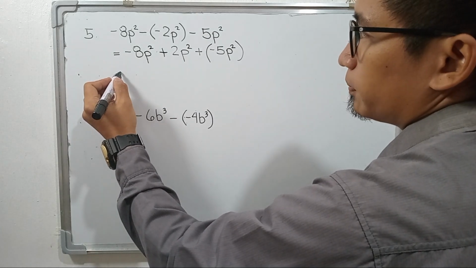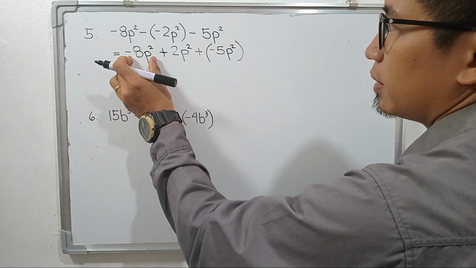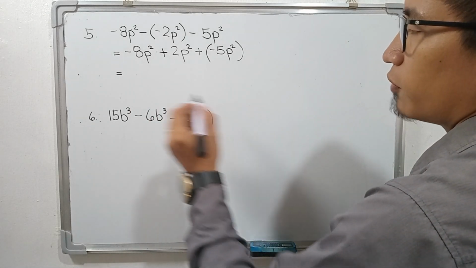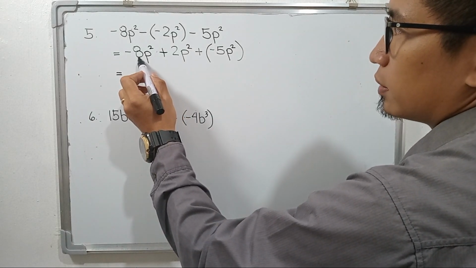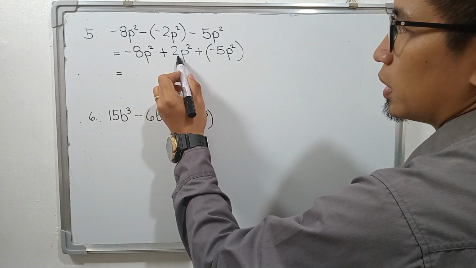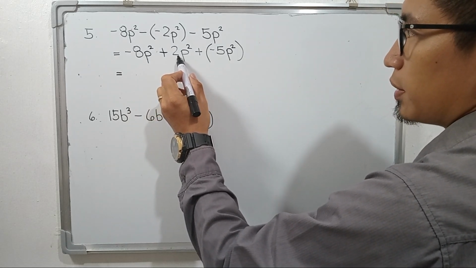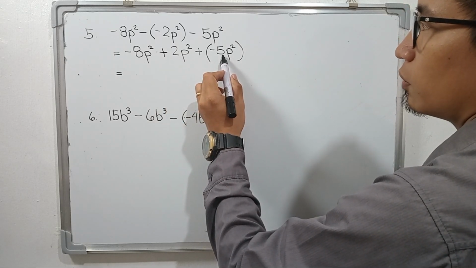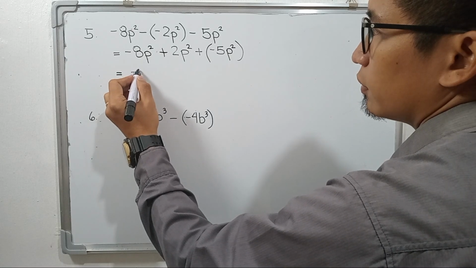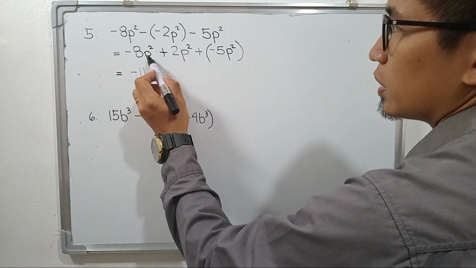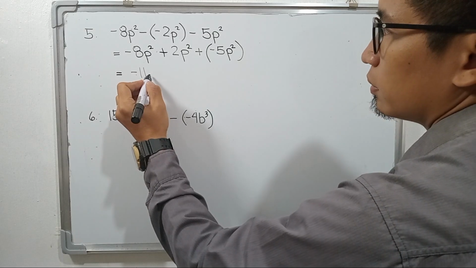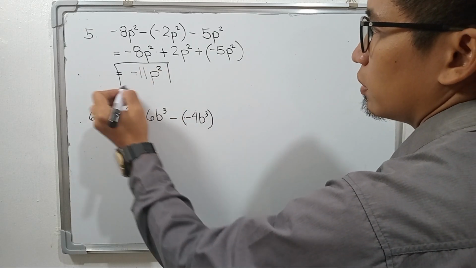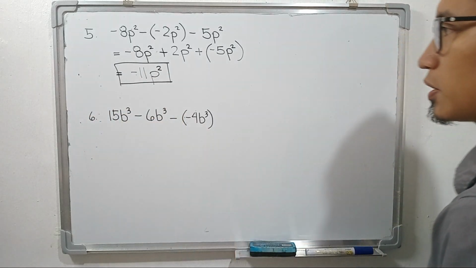Now let's continue. We just simply add these three monomials. We add their numerical coefficients. Negative 8 plus positive 2 is negative 6, and then negative 6 plus negative 5 will be negative 11, and then we just copy their common variable p squared. So the answer will be negative 11p squared.